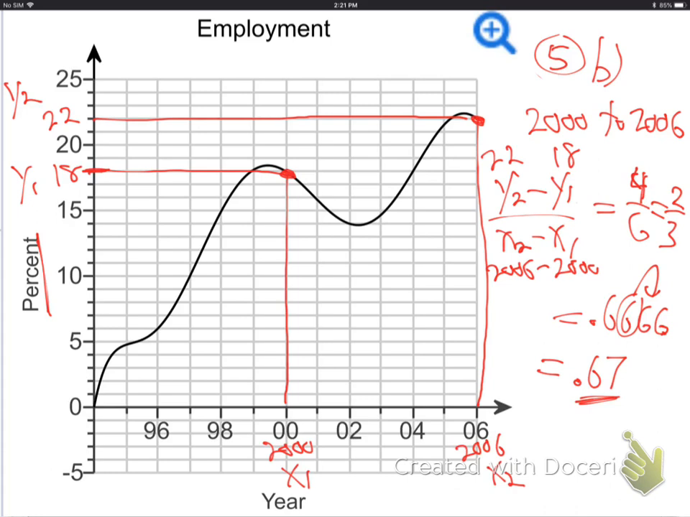Meaning, during these 6 years, from 2000 to 2006, the percentage of employees that were new went from 18 to 22. So it went up less than 1% a year. It only went up 4% during 6 years. So it went up less than 1% per year, specifically 0.67% per year. So it slowed down, but it's still going up. That's not good. You're still having more turnover, but at least it's not rising as fast as it was. Make sense?